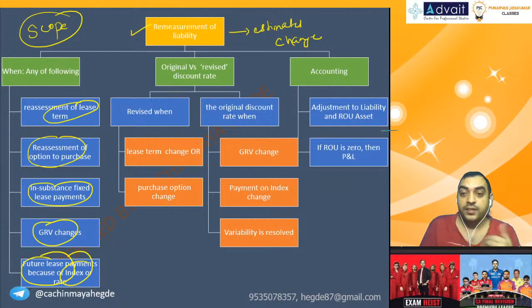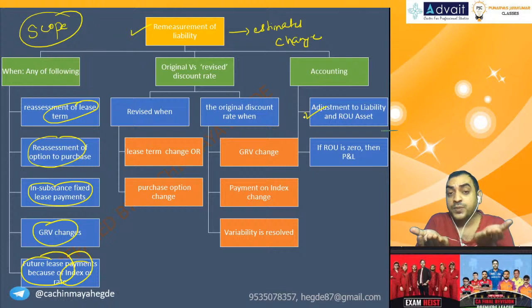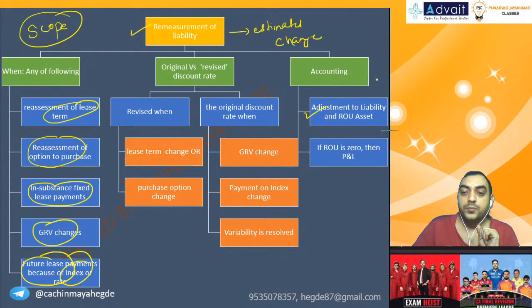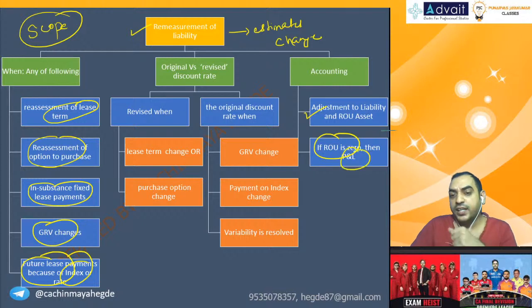Now, once you do remeasurement, you will not take it to the P&L account. You will adjust the ROU asset and lease liability. If increased, the ROU asset is increased and lease liability increased. If decreased, the ROU asset is decreased and lease liability decreased. Nothing goes to the P&L account. If the ROU asset is 0, if it is fully depreciated because of impairment, then you can take it to the P&L account. The change is because of remeasurement.